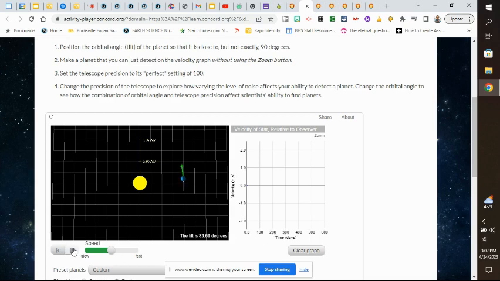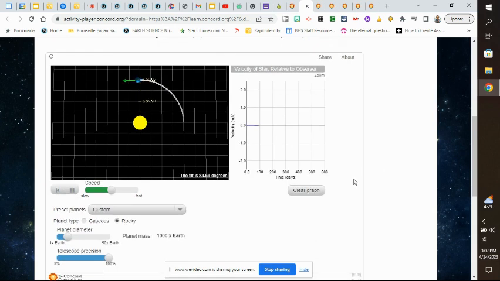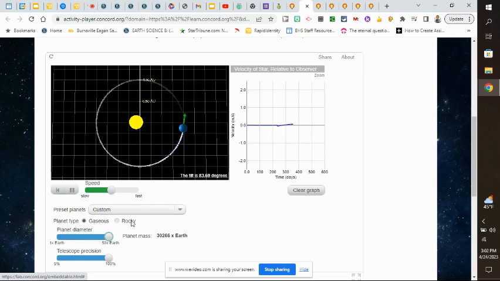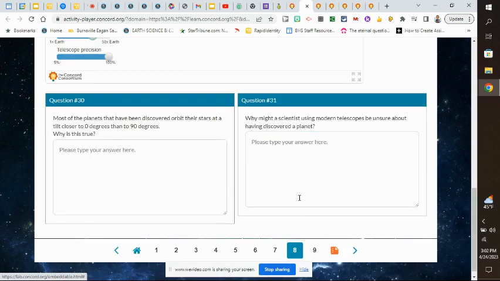So I'm going to press play. How would I make one that I can just detect? Now I'm looking at the graph. Does it appear to go up and down? I really can't see it, but I'm going to go ahead and move to a gaseous planet, and I'll go a whole lot to Earth. I cranked up the size, and you can see that you can just detect it. You can play around with that to determine how much you want to do there.